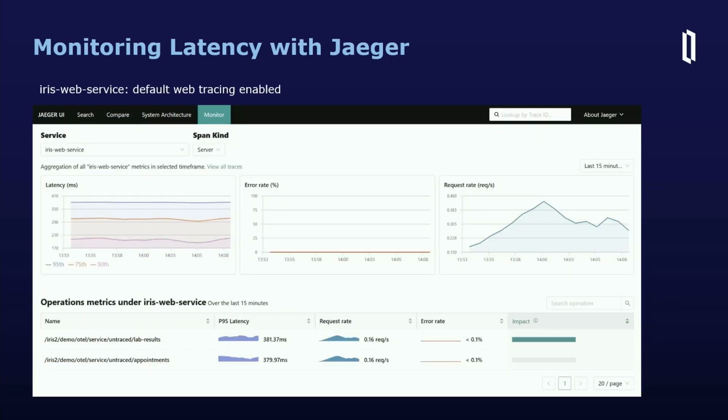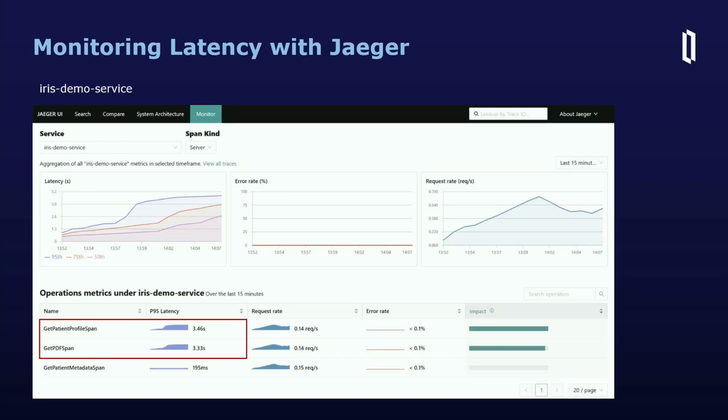This is the IRIS web service, and in this service, we have two spans that look good. The latencies are not high, so we can know that the problem is not in these two operations. In the last service, we can see 3 spans, and 2 of them have increasing latency. So probably the problem is located in these 2 operations. And we will see the relationships of these spans in the trace details.